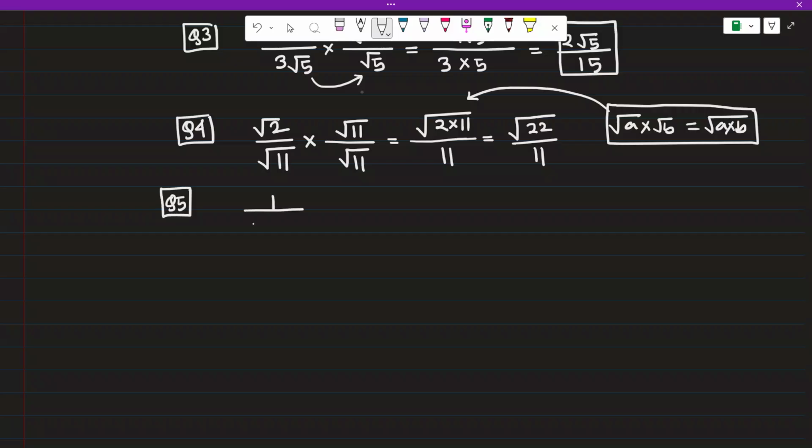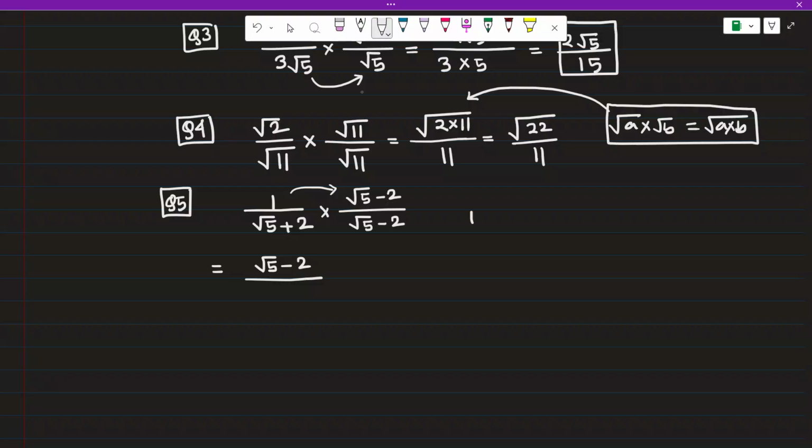1 over root 5 plus 2. To rationalize this, we multiply by the conjugate of the denominator, which is root 5 minus 2, over root 5 minus 2. To simplify this, 1 times root 5 minus 2 equals root 5 minus 2, divided by root 5 plus 2 times root 5 minus 2.